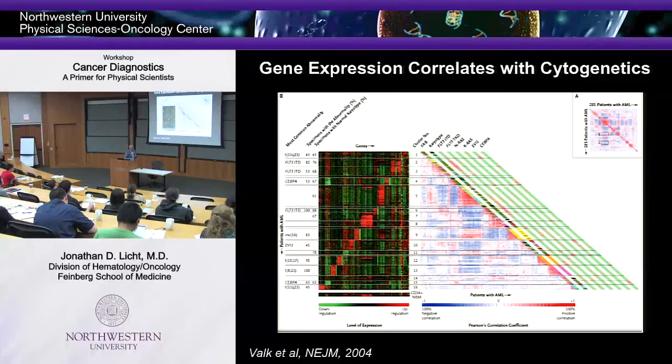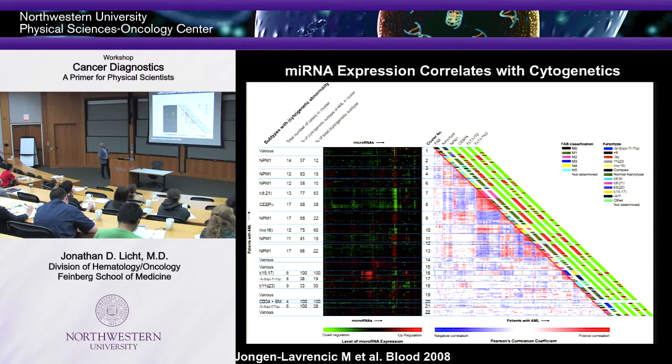Well, with the same data set you can do this with microRNA, and you can find that there are different subsets. Like here, the t(15;17) cases have a different set of microRNAs than the t(8;21)s over here. So you can also classify these leukemias by which microRNAs they have on and off. And again, these may be functional as well, in that they may be controlling gene expression.